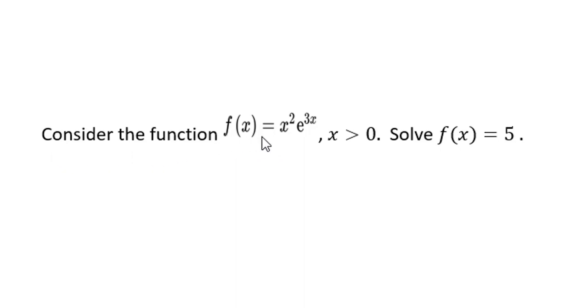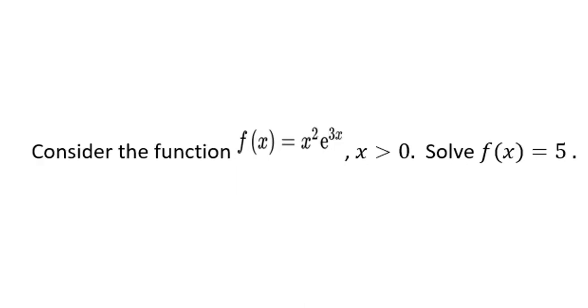Let's do another example. Consider the function f of x equals x squared e to the 3x power. X is positive. Solve f of x equals 5. For the equation solver, you can put the domain. But first of all, remember you have to get this x squared times e to the 3x minus 5 equal to 0. So change into equal to 0 form.